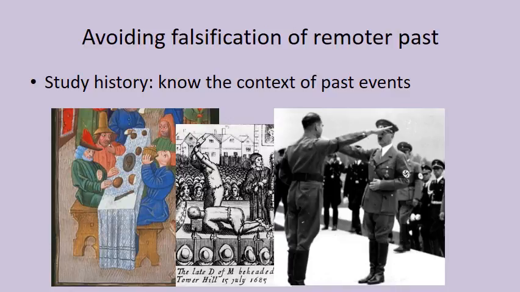So, how can we avoid falsification of the past? And I'm thinking here to start with of the remoter past, of what we generally call history, rather than what happened in the last few minutes, for example. Well, one good way to start is obviously simply to study history. The more you know about history, the more you've considered perhaps a wide variety of history, sampling different times and cultures, the more you'll know about the context of past events, the easier it will be to judge, to start with, how much uncertainty there was for people at that time, so as to avoid hindsight bias.